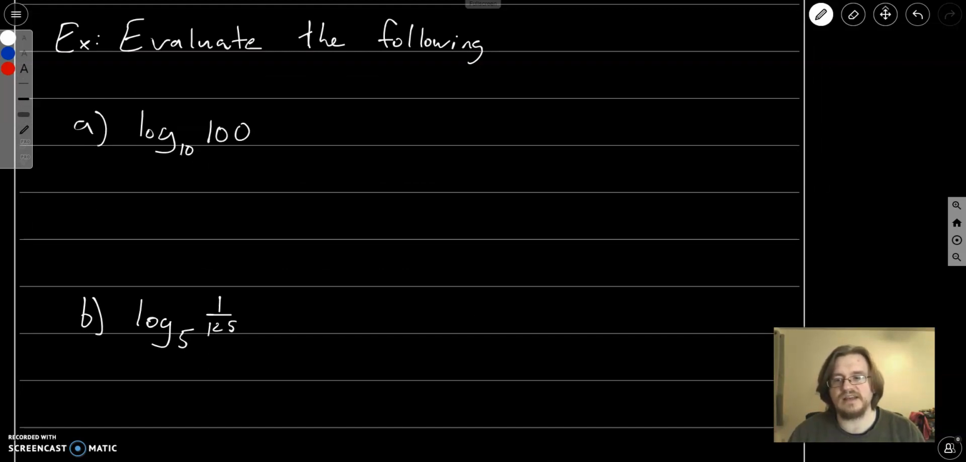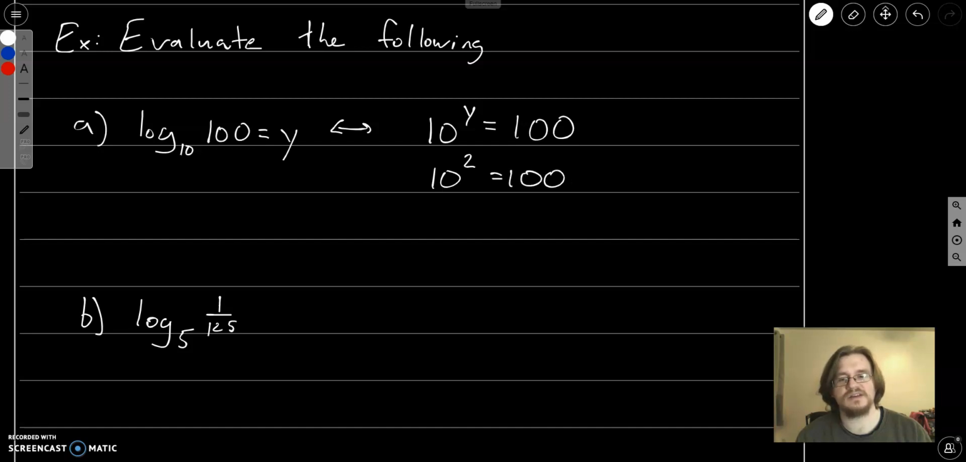We want log base 10 of 100. And for this first one, I'm just going to rewrite this in terms of an exponential. So log base 10 of 100, I want to figure out what is this equal to? What is y here? Well, if I rewrite this in terms of an exponent, this is going to be 10 to the y power is equal to 100. So if we ask ourselves, what power of 10 is equal to 100? Well, we know that 10 to the second power is equal to 100. So log base 10 of 100 is equal to 2.